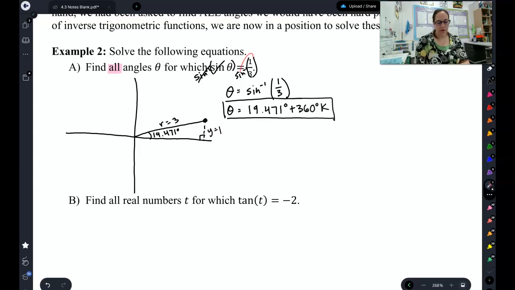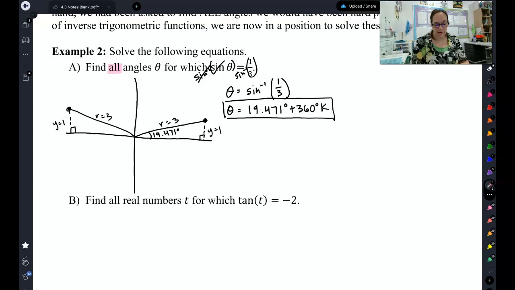And I get that from this point, 1/3. Sine is y over r, so I get y over r. However, there is another triangle that has the same values, where the y value is 1 and the r value is 3. And that would be this triangle right here. Also has a y value of 1 and an r value of 3. They're symmetric and they have the same sine value.